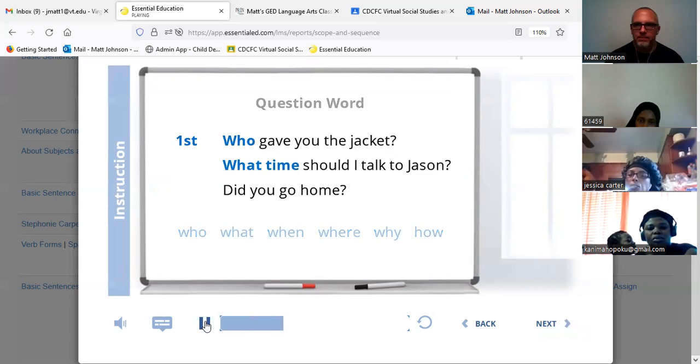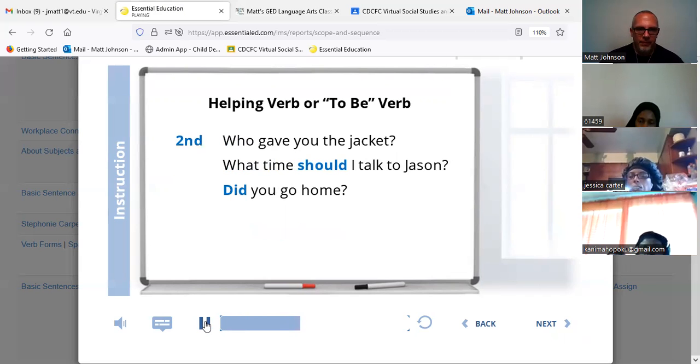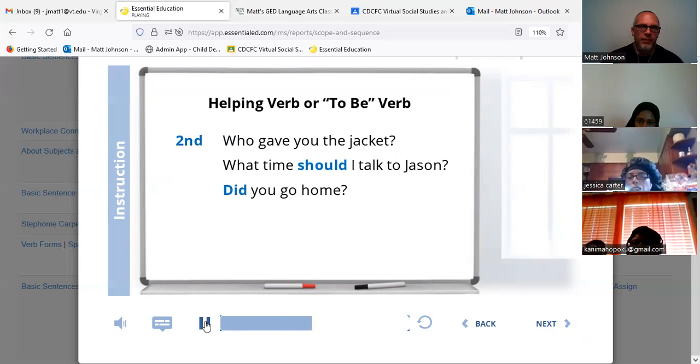Next, there's the helping verb or to be verb. If there's no question word, there's always a helping verb or a to be verb. When you turn the statement "you go home" into a question, you need to add the helping verb did at the beginning. Should is a helping verb in "what time should I talk to Jason?" But in "who gave you the jacket," the question word who takes the place of a subject, so it doesn't need a helping verb.